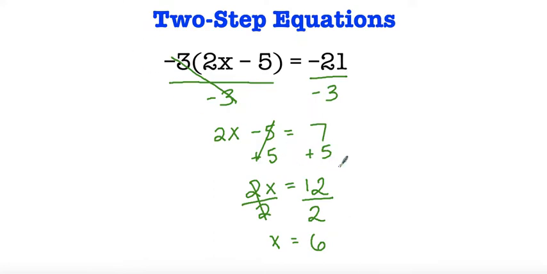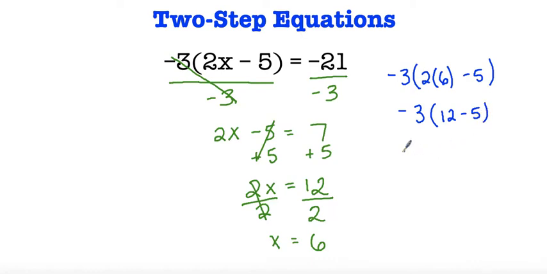Now remember, if we want to go back and check our work, we have to substitute x with 6. So we have negative 3 times 2 times 6 minus 5. So we have negative 3, 2 times 6 is 12 minus 5. Negative 3 times 12 minus 5 is 7. And negative 3 times 7 is negative 21. And that's exactly what we have in our equation. So that's how we know that x is equal to 6, because we got a true statement here.